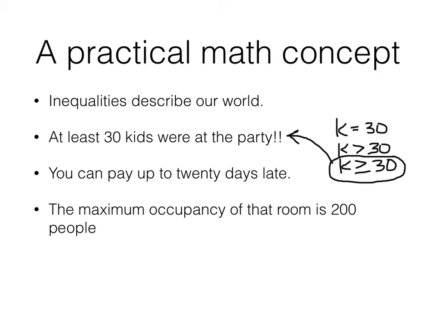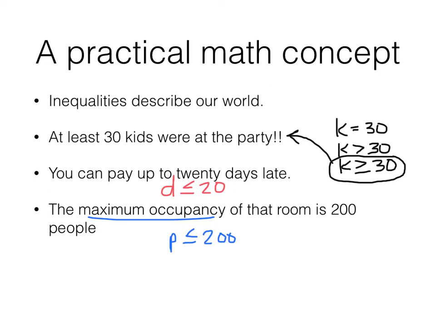It doesn't make sense. You can pay up to 20 days late. That means the number of days you could pay was up to 20, so it could be equal to 20 or it should be less than 20. The maximum occupancy, that's another one. The number of people has to be no more than 200. No more than 200, so the maximum occupancy. So that's the way we talk about the world, with inequalities, and we can use them to describe our world too.